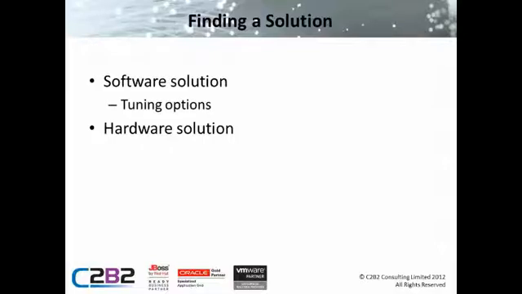Software solution is mostly going to be concerned with tuning options. These are going to be your small, quite incremental, quite rapid changes that you can put into a staging environment, for instance. It doesn't take very much to make a change, analyze it to see how it's affected performance in a staging environment, and then roll that change out to production. It's a fairly quick process compared to hardware solutions.